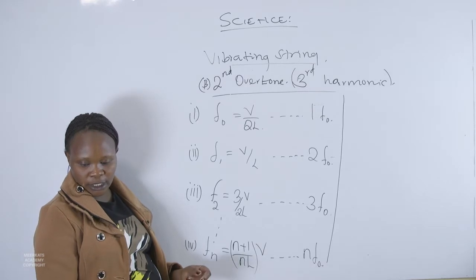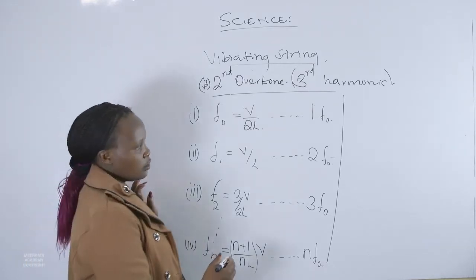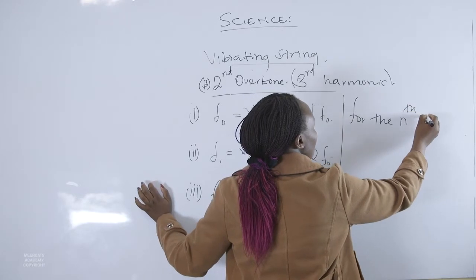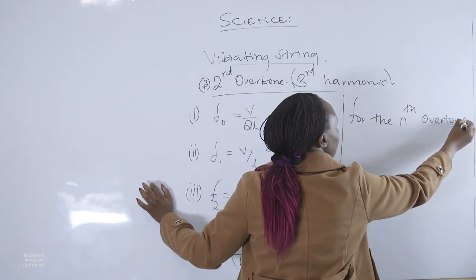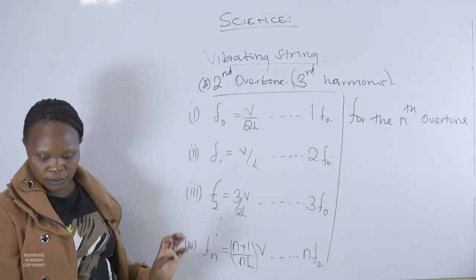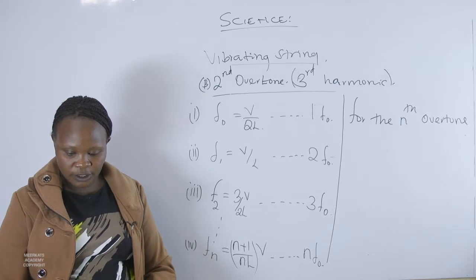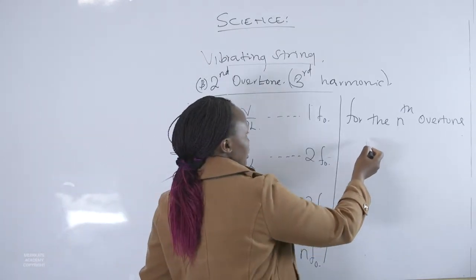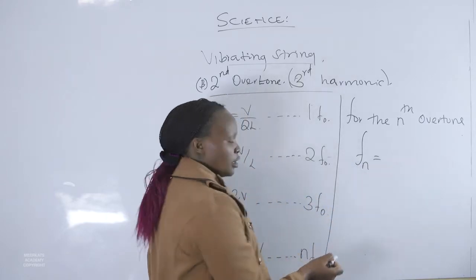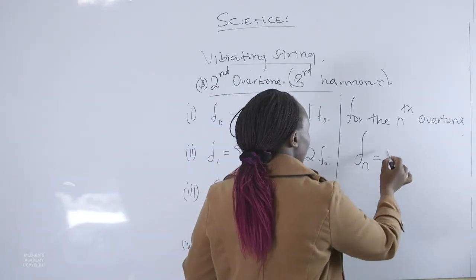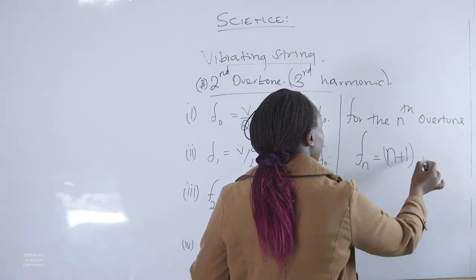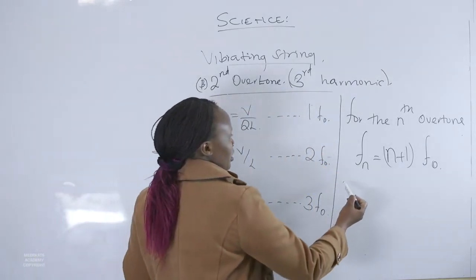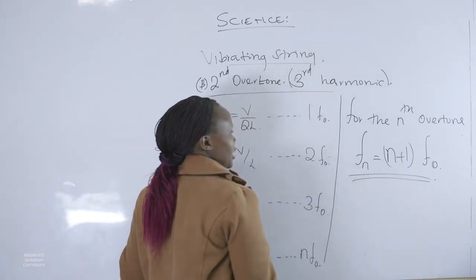Therefore, what we are learning is that for the nth overtone, Fn will be equal to N plus 1 F naught.